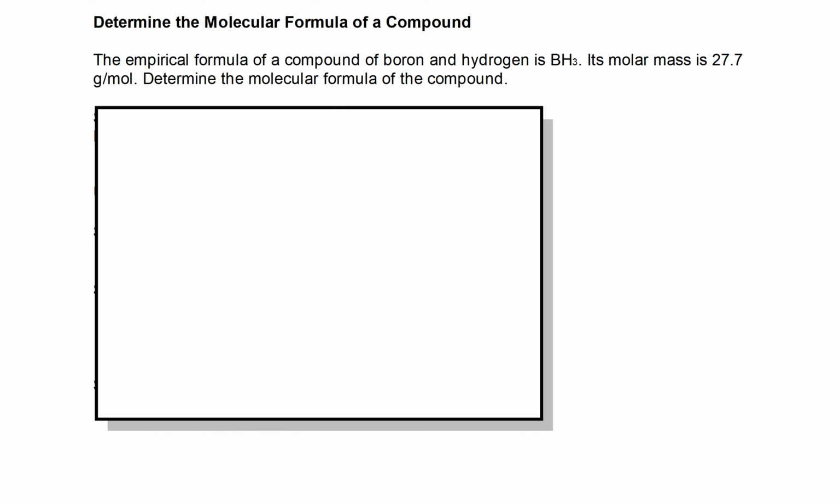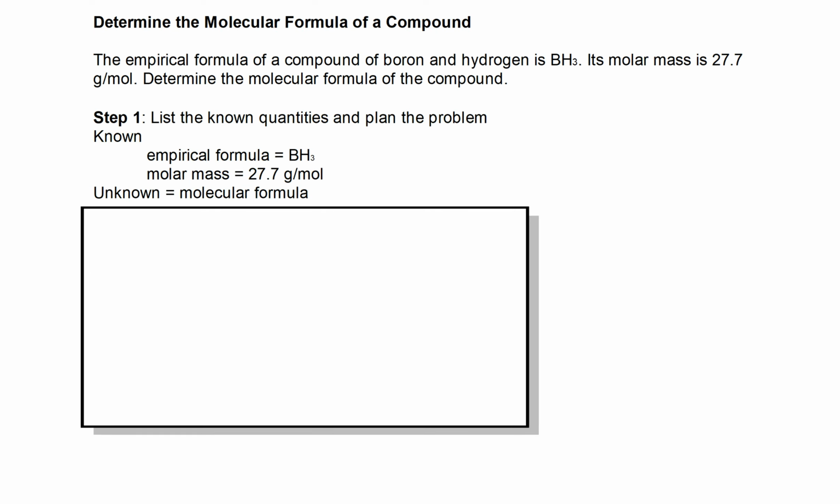So first we're going to list our knowns and unknowns. We know that the empirical formula is BH3. And we know that the molar mass is 27.7 grams per mole. Alright, that's of the formula we're trying to find. The mass of that formula is 27.7. And what we want to know is the molecular formula of the compound that has a molar mass of 27.7.